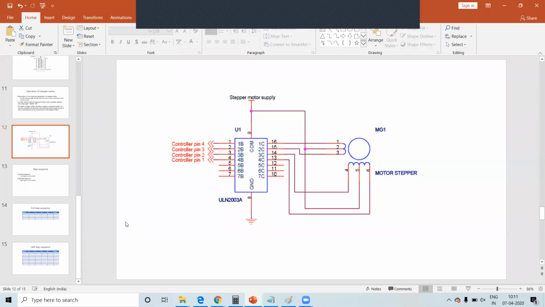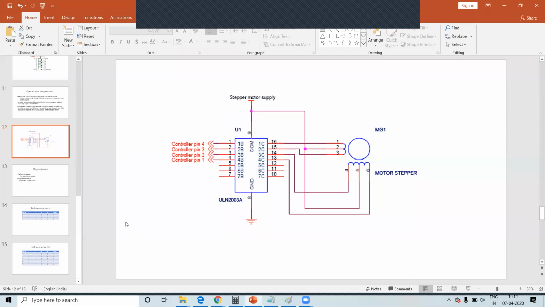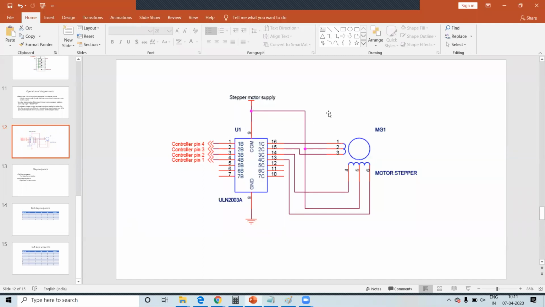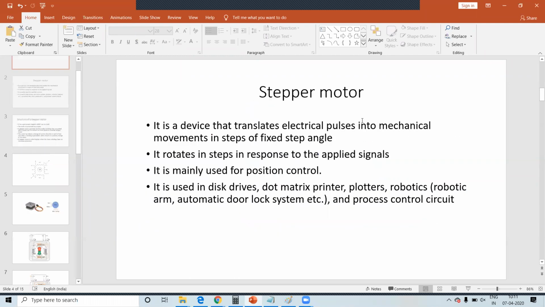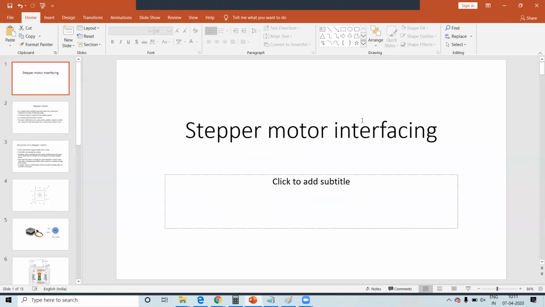Okay. Now let us go to the last assignment, that is stepper motor. I'll share the screen so that you can see it. Okay. Stepper motor interfacing.